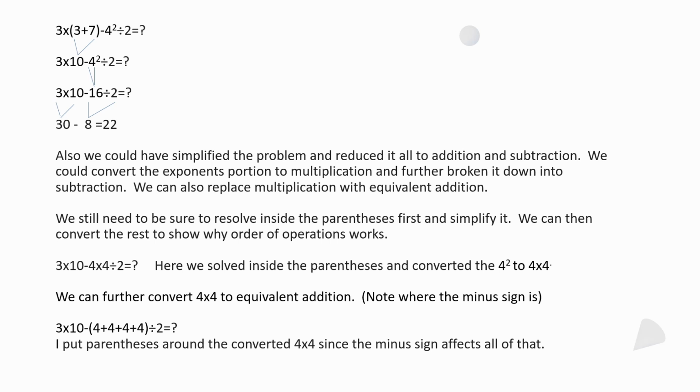We could have simplified this problem and reduced it all to simple addition and subtraction. And you might ask, well, addition and subtraction, of course, would be easier, right? You might be writing it out a lot longer, but it's simpler to work with. We could convert our exponents portion of that problem down to multiplication because we already said 4 to the second power is the same as 4 times 4. And then you could further break that 4 times 4 down into addition. I said subtraction here because we have to keep in mind we've got that minus sign out to the left, right? So you can reduce 4 times 4 to 4 plus 4 plus 4 plus 4. So you see what we're doing. We're going from exponents, replacing it with equivalent multiplication, then replacing it with equivalent addition.